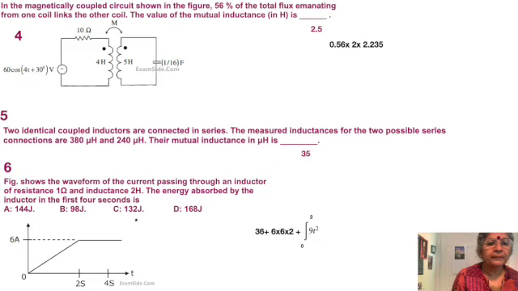Okay, so fifth problem, two identical coupled inductors are connected in series. The measured inductance for the two possible series connections are 380 microhenry and 240 microhenry. Their mutual inductance is microhenry. So the same old problem, we have L1 plus L2 plus 2M as 380 and minus 2M as 240. So if you take the difference between them, you get 4M as equal to 380 minus 240, then divide by 4. That will give you the mutual inductance in microhenry. A simple problem, but such problems also come for gate examinations.